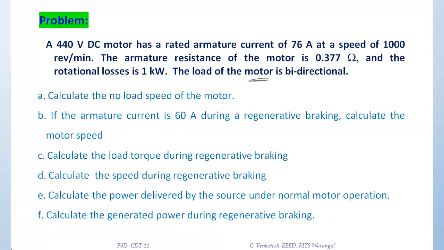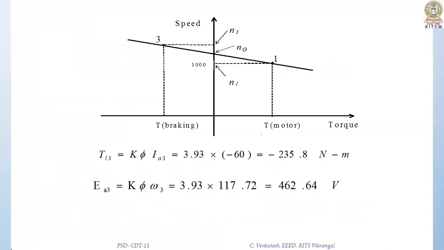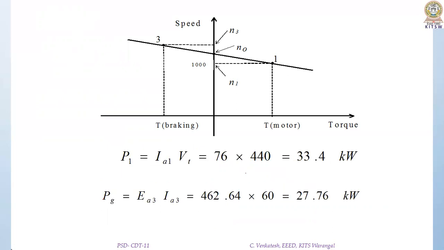Next, what is asked? Calculate the load torque during regenerative braking. What is the torque that is offered by the load? So that is TL3, which is nothing but KE phi into IA3, and you know all the values, and hence it becomes minus 235.8 Newton meter. You can see now the torque is negative, and EA3 back EMF is 462.64 volts.